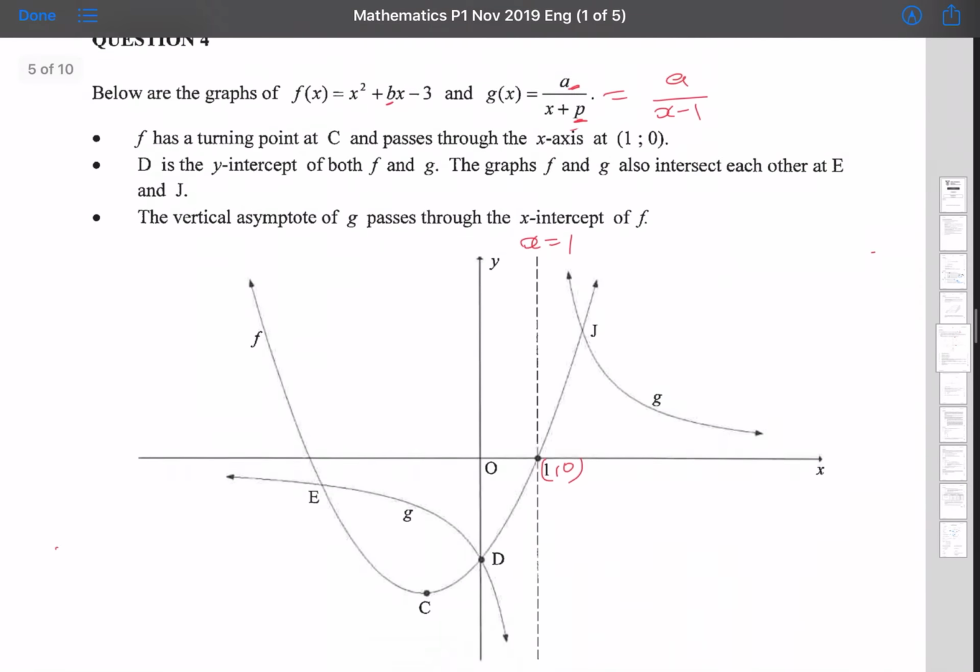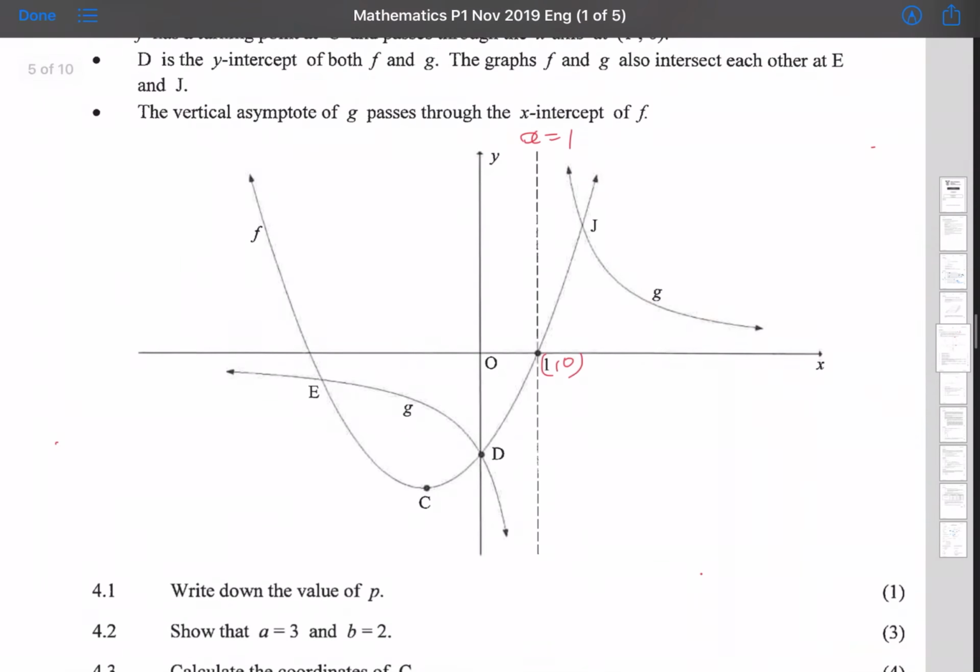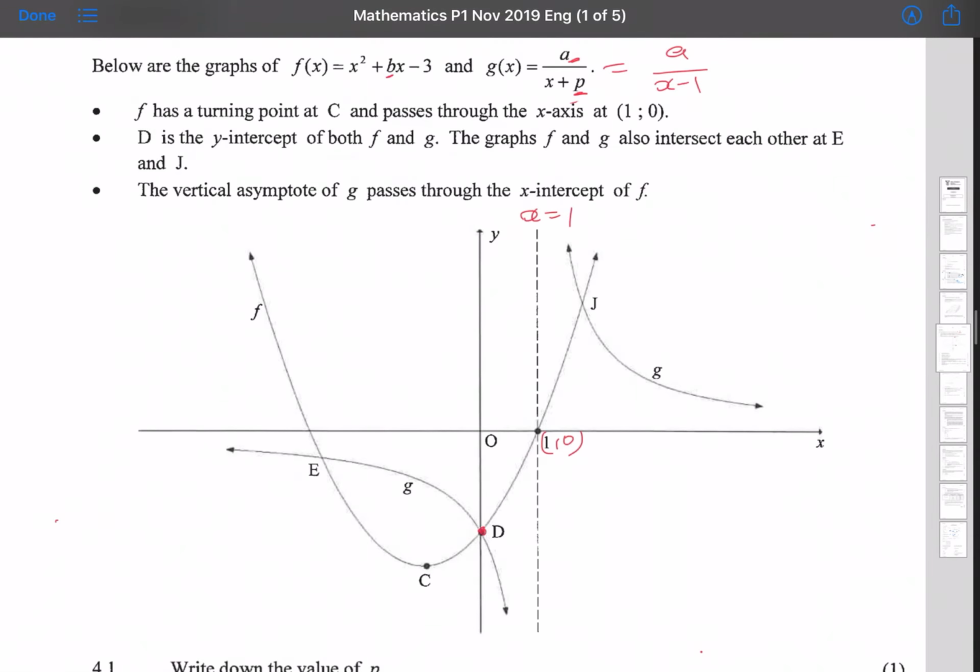So what do we know? Observe that D is the y-intercept of both f and g, and the x value of D is 0, and the y value of D we don't know. But you can observe that because it's the y-intercept of g, it's when x is 0 in g, you're going to have a over 0 minus 1, which is minus a. Therefore, a is minus yD.